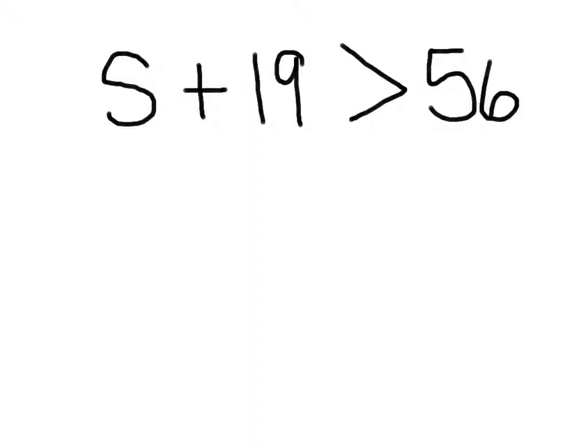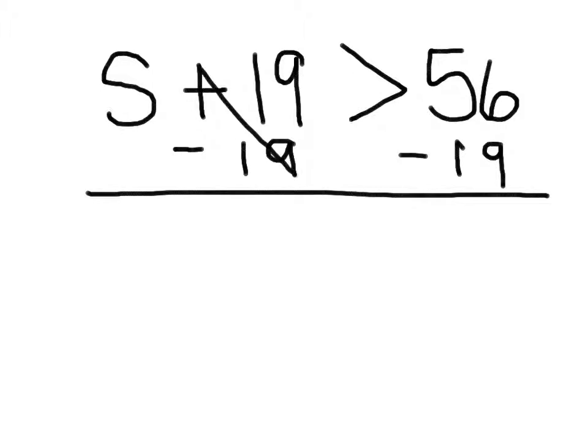So what do we have to do to get s by itself? s plus 19 is greater than 56. Minus 19 from both sides, okay? Oh, this one's much easier. So s is greater than 56 minus 19. You get 37.